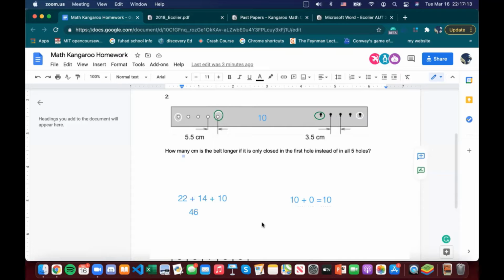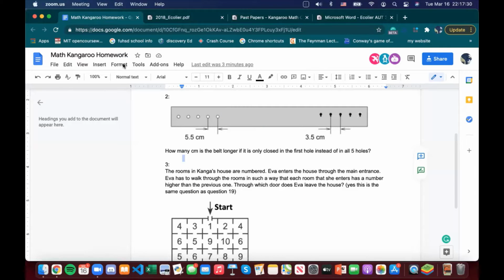So how many centimeters is the belt longer if it is only closed in the first hole instead of in all 5? You just subtract 10 from 46, so 46 minus 10, and the answer for number 2 would be 36. So that is problem 2. Now let's go on to problem 3.